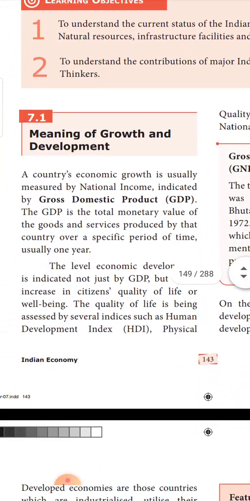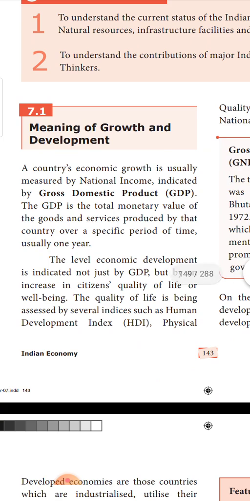Now, before going to that, we need to understand the meaning of growth and development. See, how is a country's growth usually measured? For example, an individual starts his profession at the age of 23 or 25, and at the age of 50, when we are measuring the growth of that individual, how do we normally measure it? We normally measure it with the amount of money he is earning. That is one of the biggest criteria used as an indicator of growth. Like that, a country's economic growth is usually measured by national income.